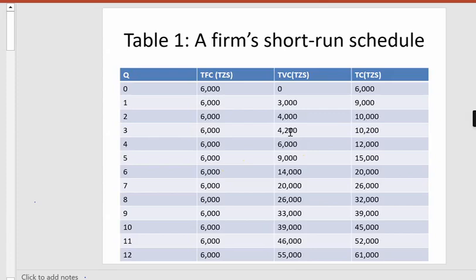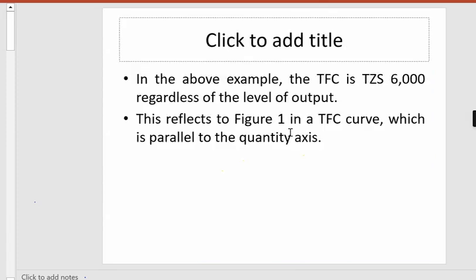And this is the total cost. Total cost you have to sum up. This plus this one is 9,000. This plus this one, 10,000. That's how it is. So in the above table, as you have seen in that example, the total fixed cost is what? 6,000, regardless of the level of output, right?